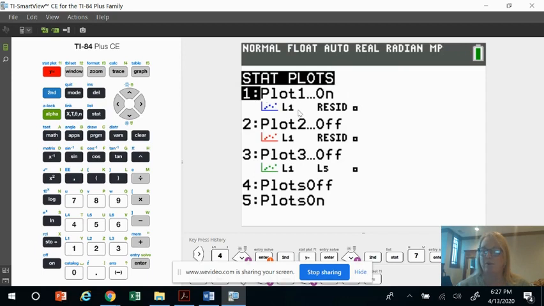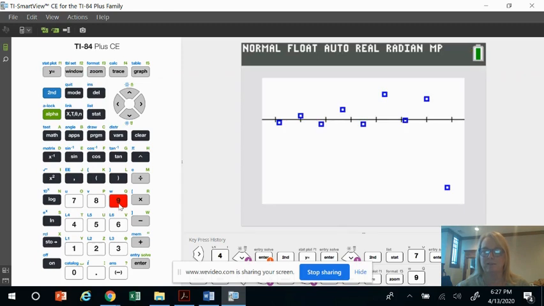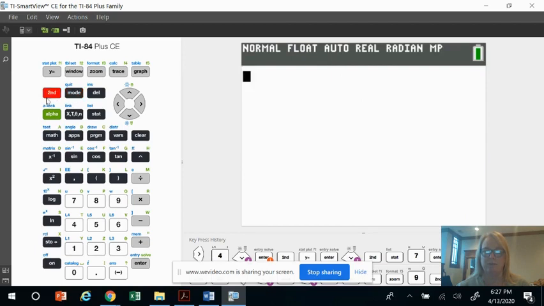Now, I've already got it set up, and since I've run the model, the residual category has changed for this model. So zoom 9. To me, that looks like a random scattering of points. So I'm going to go ahead and say that the exponential model is a good fit. Oops, I lost my equation. We'll just run it again so I have it.